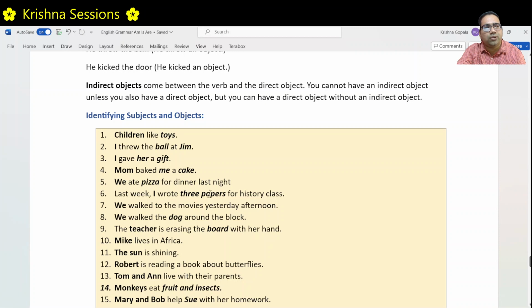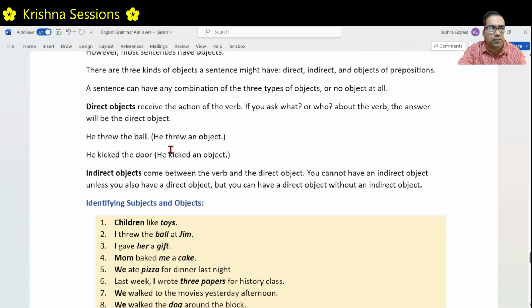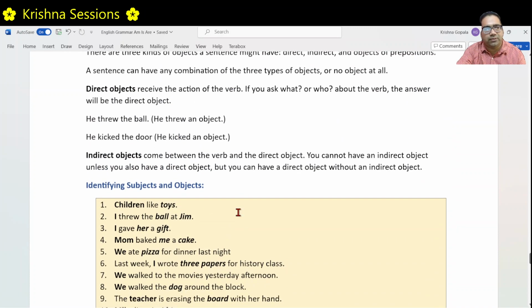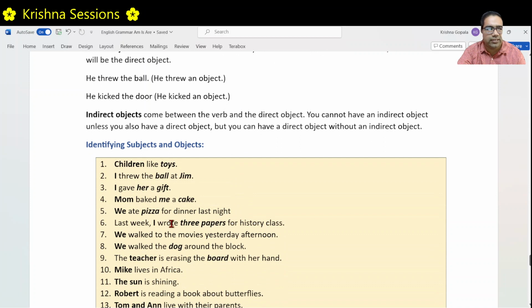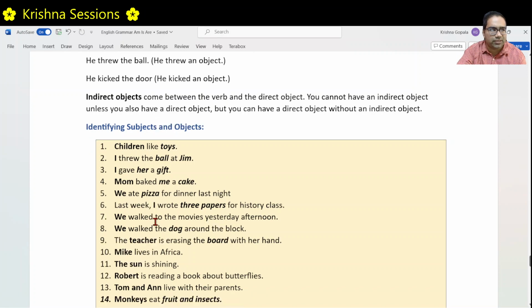Last week, I wrote 3 papers. 3 papers is the object of wrote. These 3 papers are taking the action of this verb wrote. They receive the action of the verb. Right? 3 papers are receiving the action of this verb writing. I have done it. Who wrote? I wrote, because I is the subject.